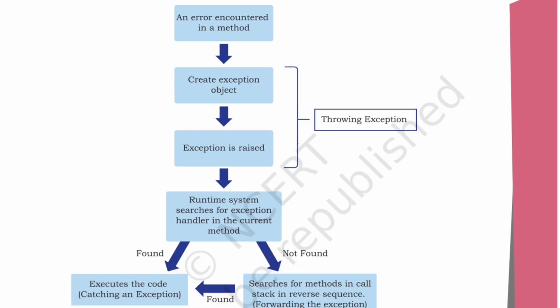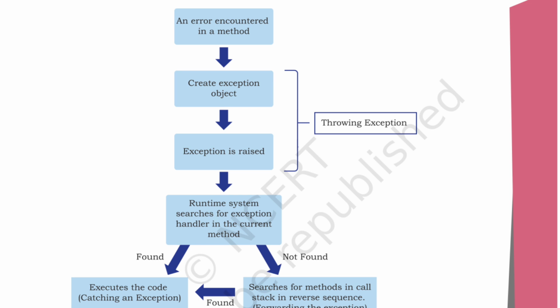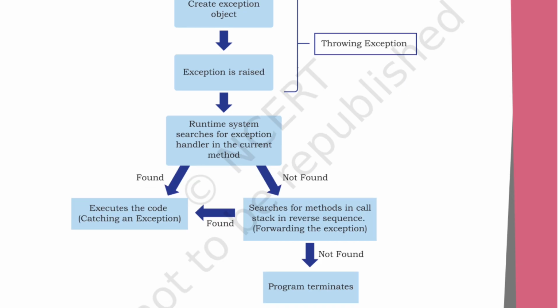Okay, understood? First, if an error is encountered in the method, there may be an error in the method. Then we have to create the exception object, and the exception is thrown. Then the runtime process will occur.